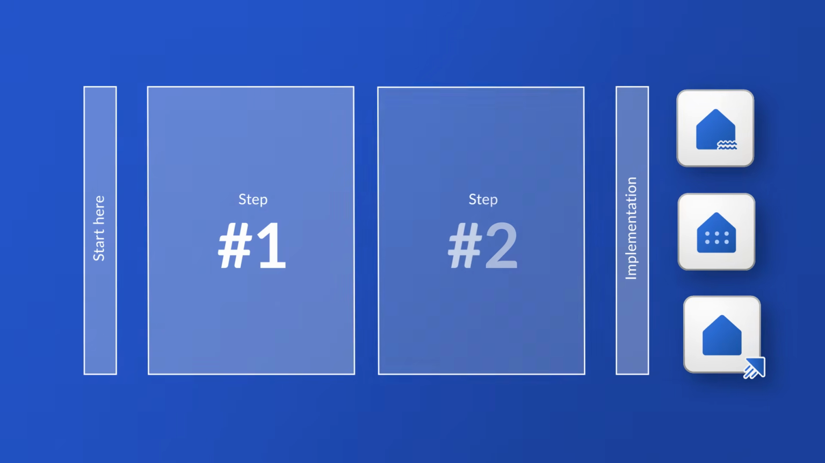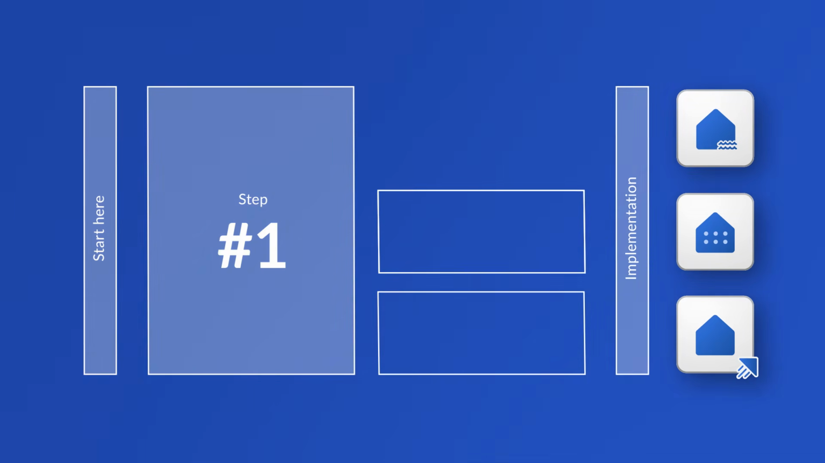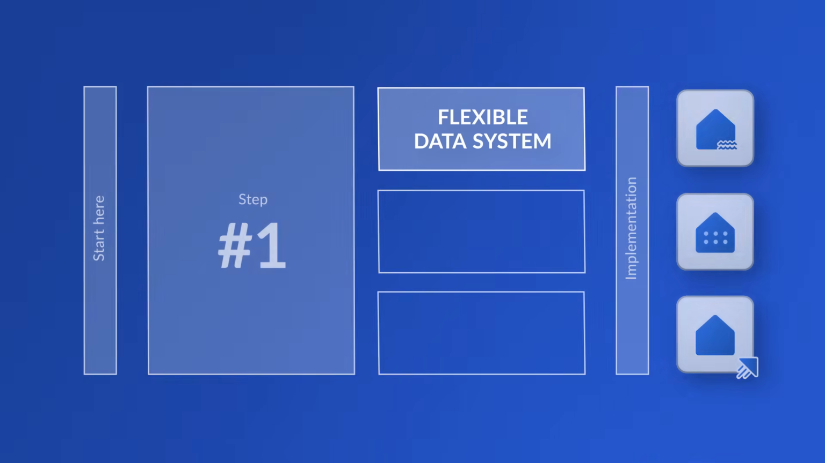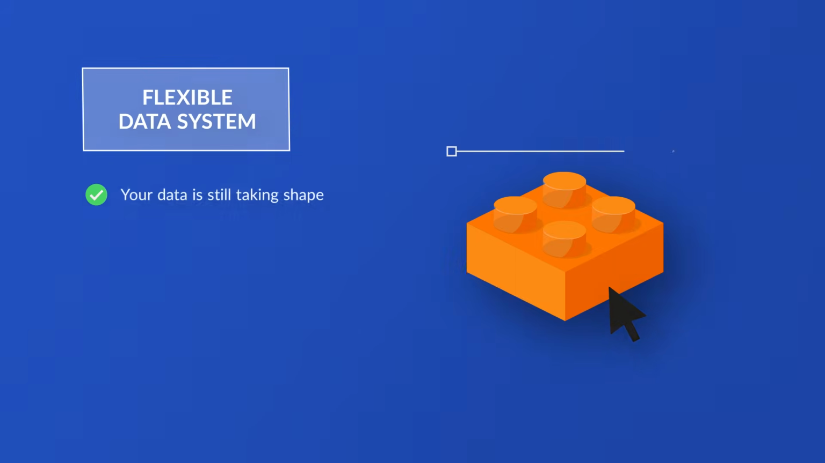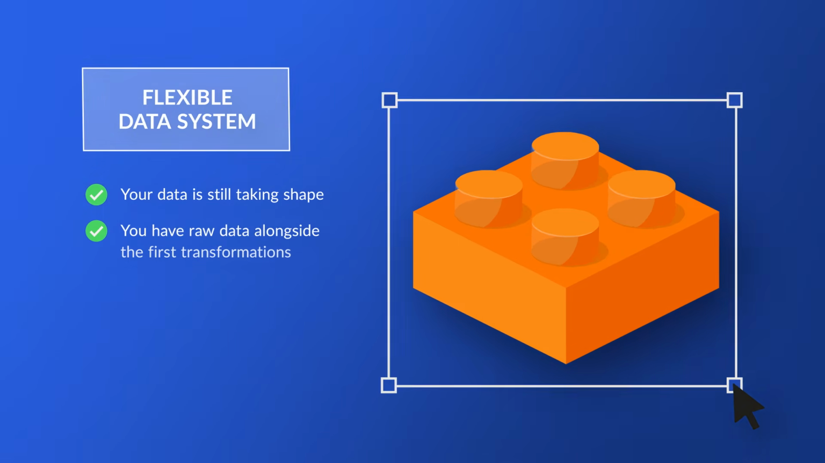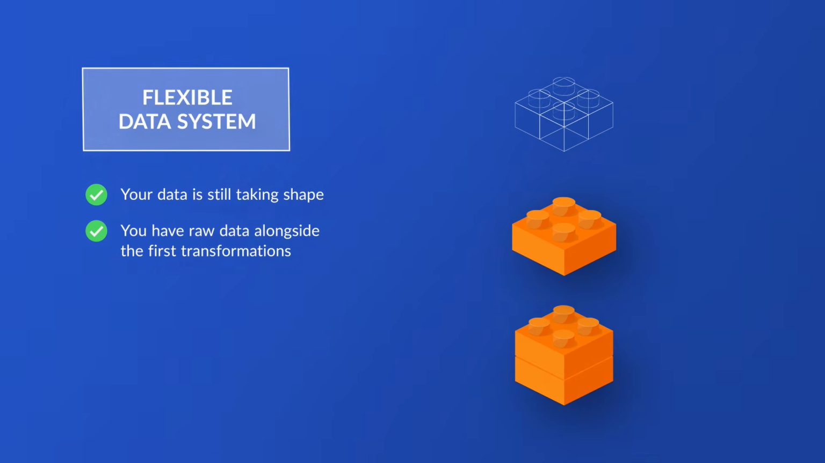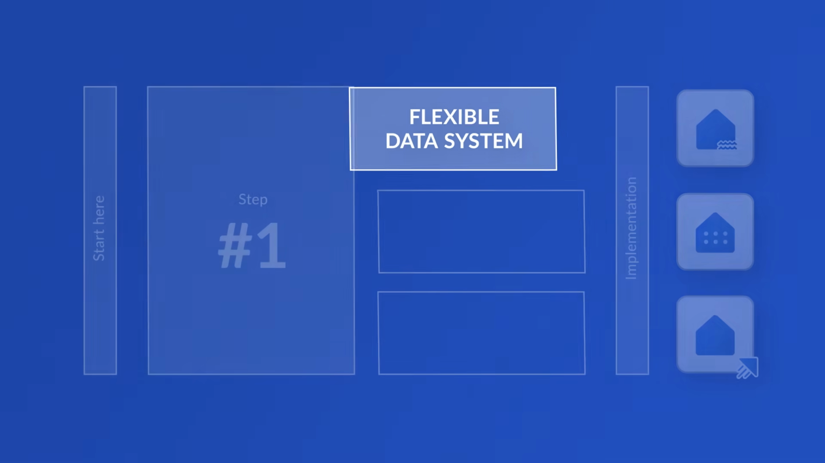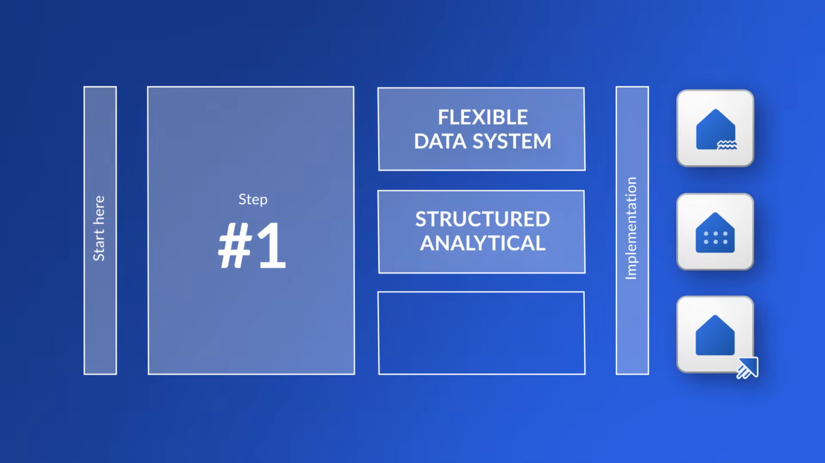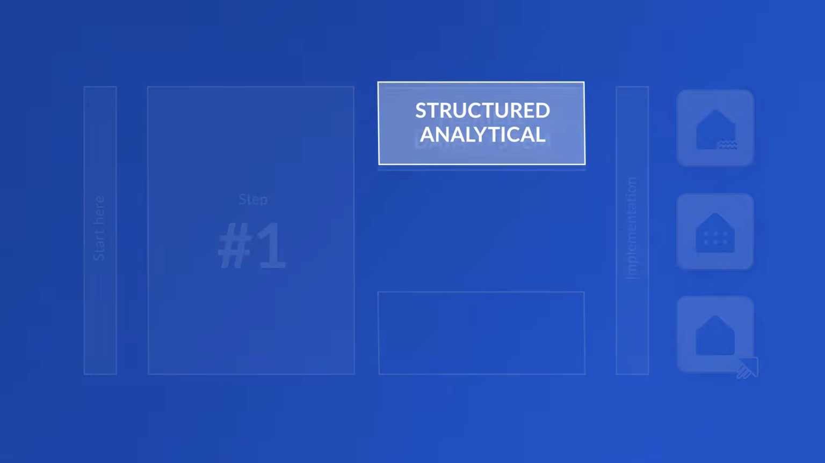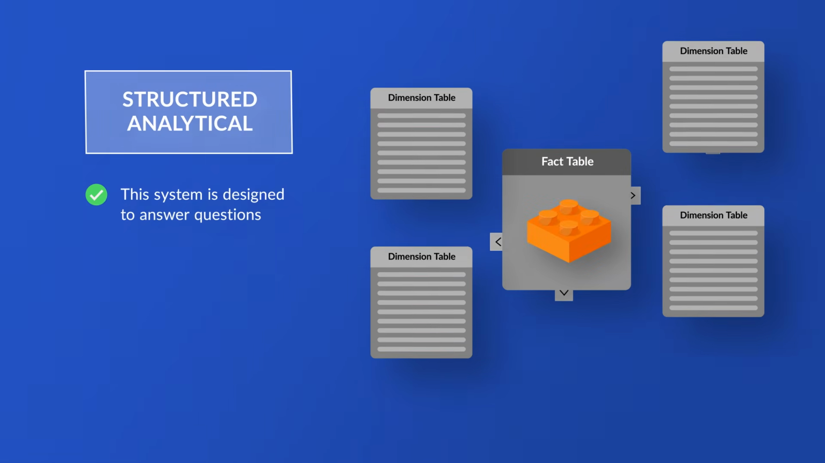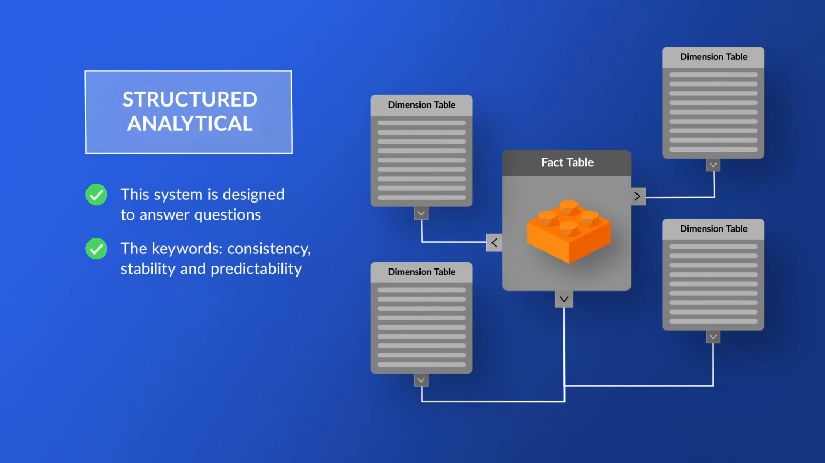There are a few common patterns you'll see. The first one, and probably the most common in the era of data we're living in, is the flexible data system. This is where data is still taking shape. It's going through transformation, and you'll often see raw data, curated data, and some shaping over time. And then a more traditional approach, one that's been around a very long time, is the structured analytical system. This is where the data is designed to answer questions consistently. This is more predictable. You have modeled data, you have consistent structures, and it's optimized for queries. This is where the consumers expect stable and consistent answers.